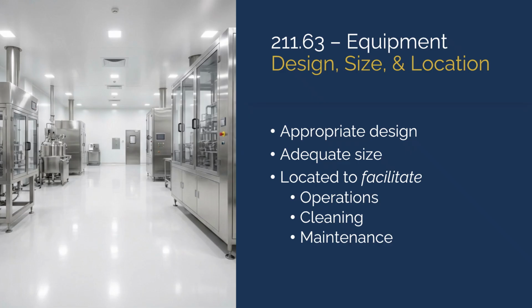Section 211.63 covers equipment design, size, and location. Equipment must have an appropriate design, be of adequate size, and be located to facilitate operations, cleaning, and maintenance.